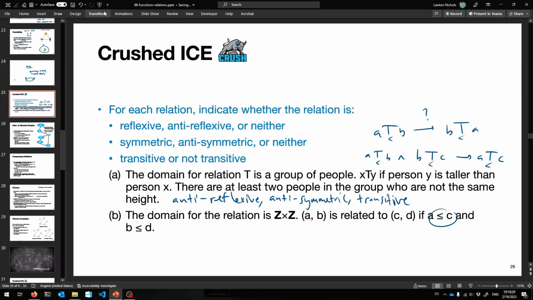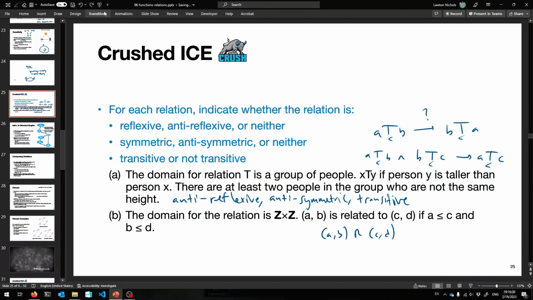If A is less than or equal to C and B is less than or equal to D. Let's talk about it. So we're relating A comma B under this relation R to C comma D. That's what the relation looks like. And so the question is, is it reflexive, anti-reflexive, or neither?